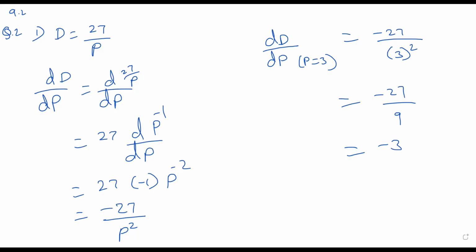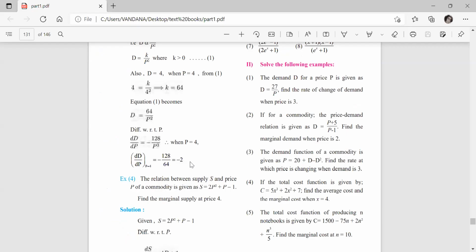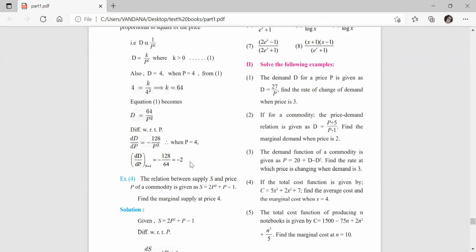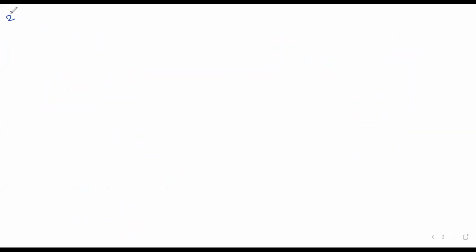Next sum. If for a commodity, the price demand relation is D is equal to P plus 5 upon P minus 1. Find the marginal demand when price is 2. What do we mean by marginal demand? D is P plus 5 upon P minus 1. Marginal demand is the first order derivative of demand.